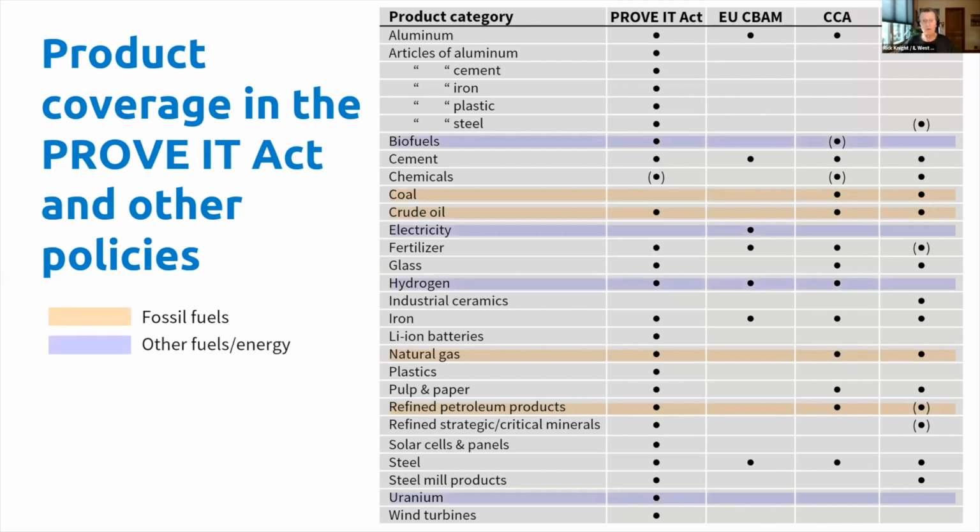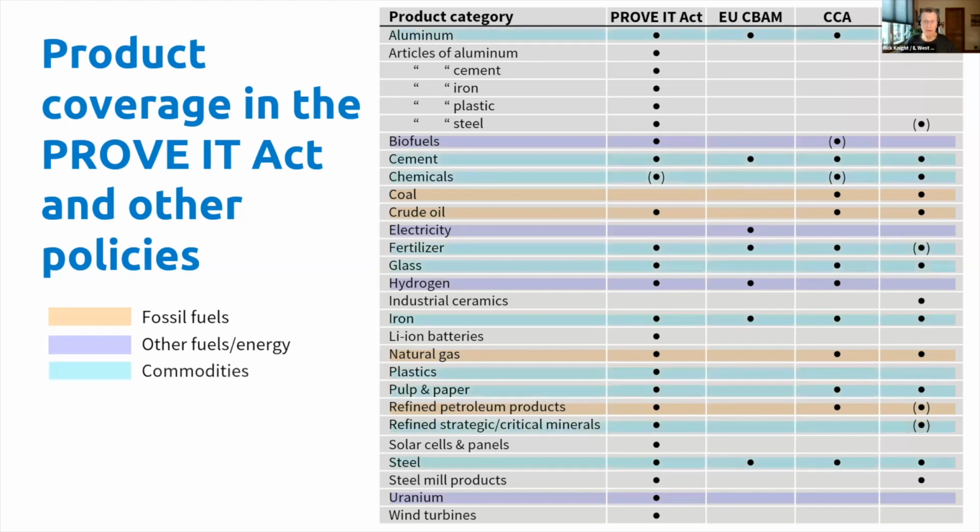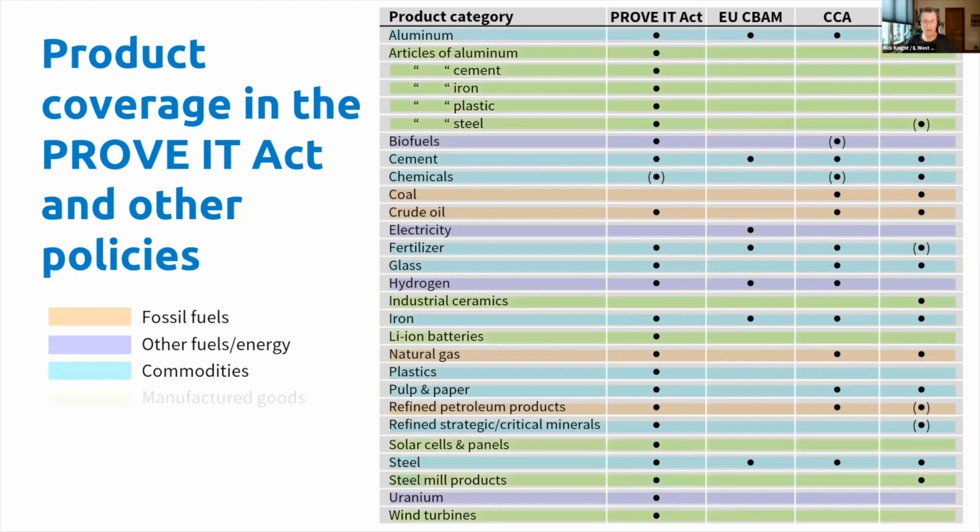Some non-fossil fuels or energy products like biofuels, electricity in the case of the EU, hydrogen, and uranium are on the list. Uranium in the case of the Prove It Act. Half of the remaining items are commodities. In other words, goods that are not normally bought by ordinary consumers, but by businesses to make other products like steel, aluminum, cement, and so on. And the rest are certain manufactured goods at various points in the supply chain, notably including things like lithium batteries, and solar panels, and wind turbines under the Prove It Act.